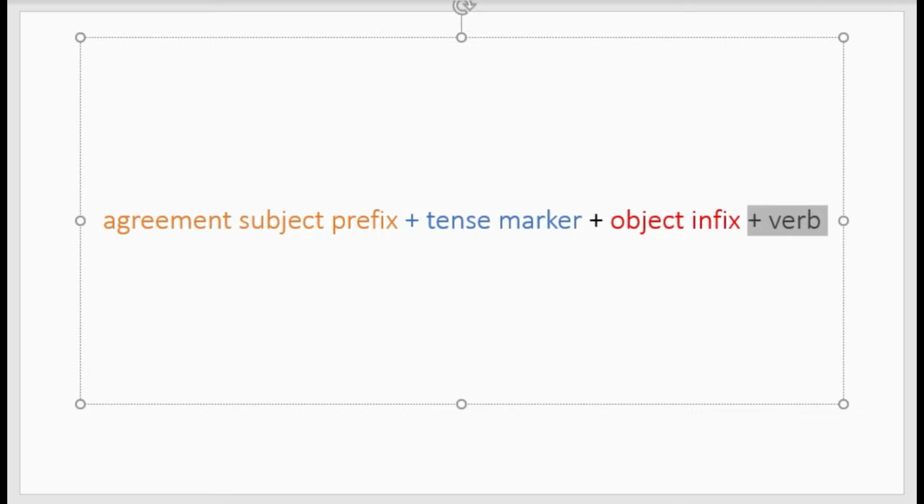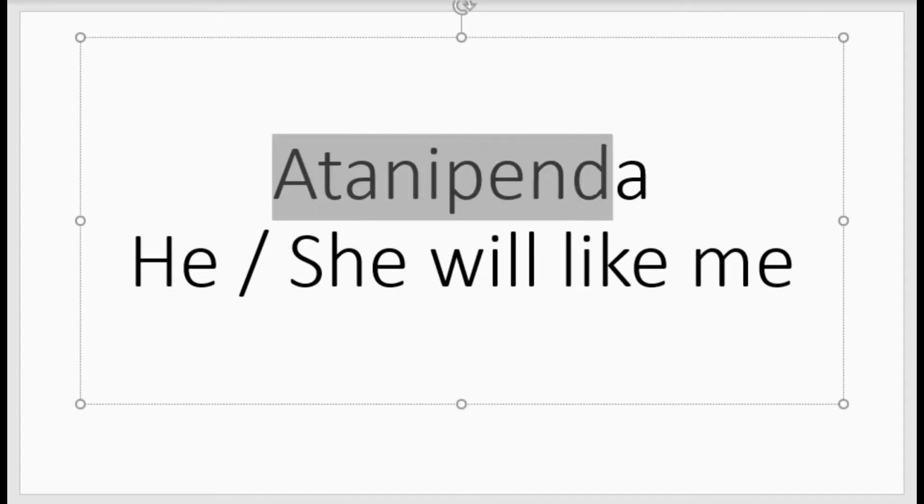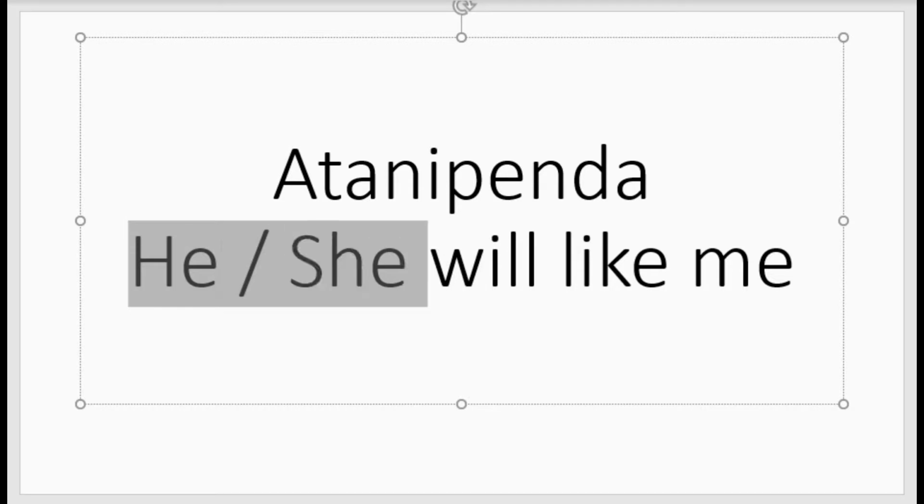Now an example would be something like the following sentence: atanipenda, which means he or she will like me. It may also mean he or she will love me.